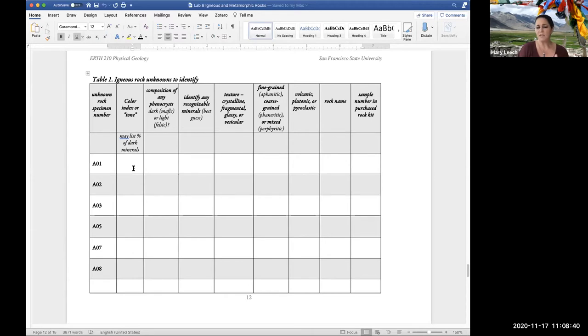I think you have the idea that light tan or very pale gray might be felsic already. Okay.